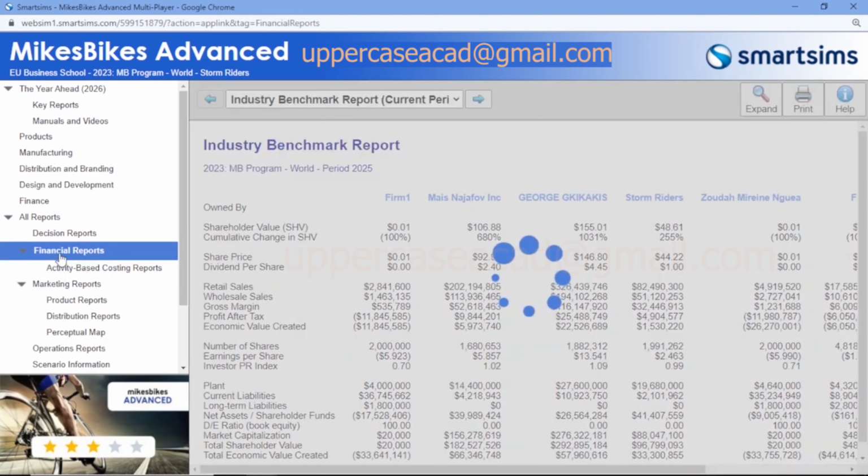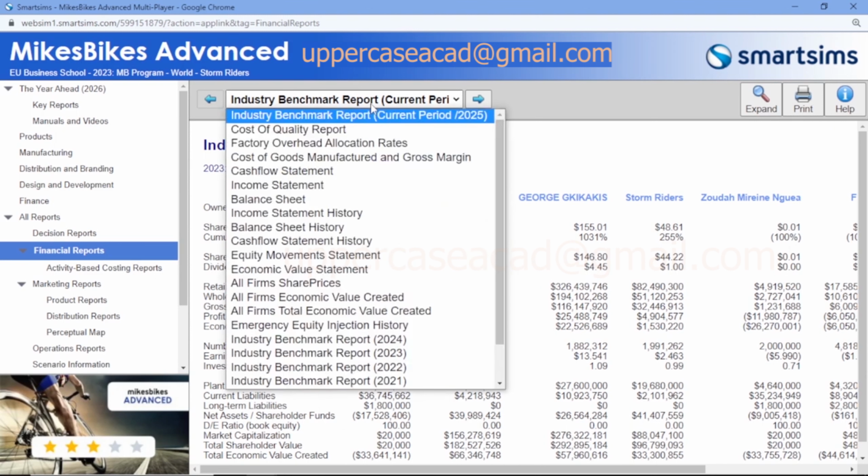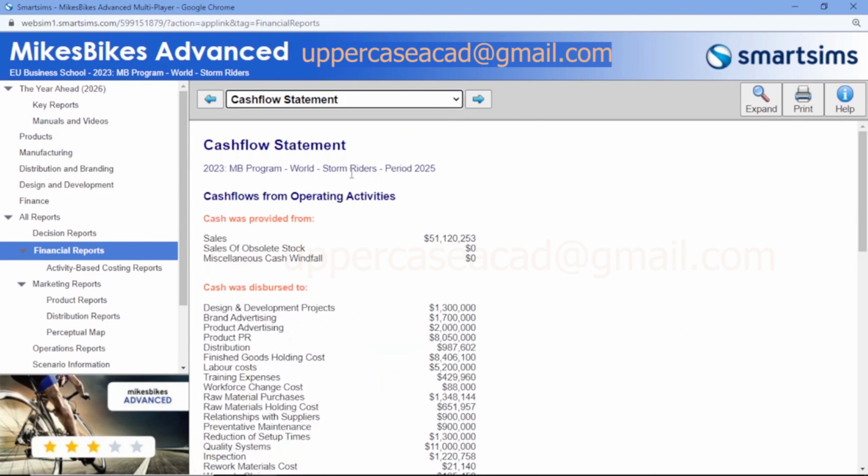The next report is the financial report, and under the financial report you'll see that we have the cash flow statement. I normally start with the cash flow statement. This is a financial statement that summarizes the movement of cash in and out of your MikesBikes company. So it will show you what amount of money entered and where it was used, and what amount of money left the company and how it was spent.